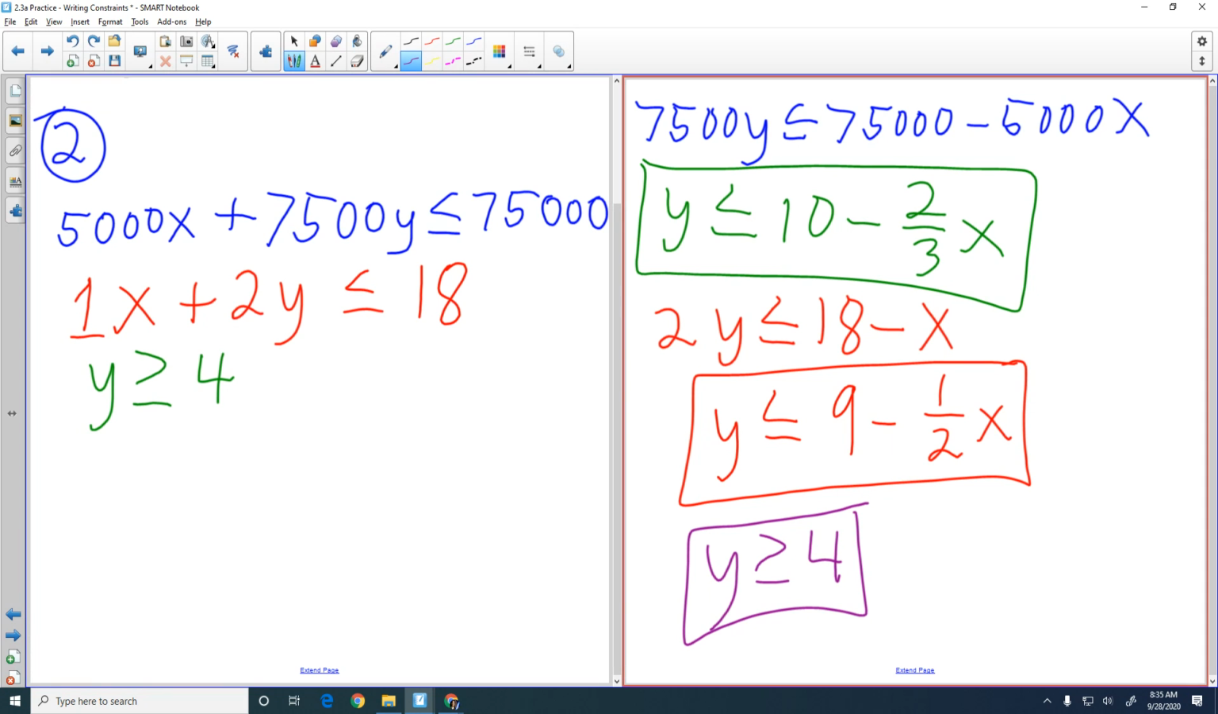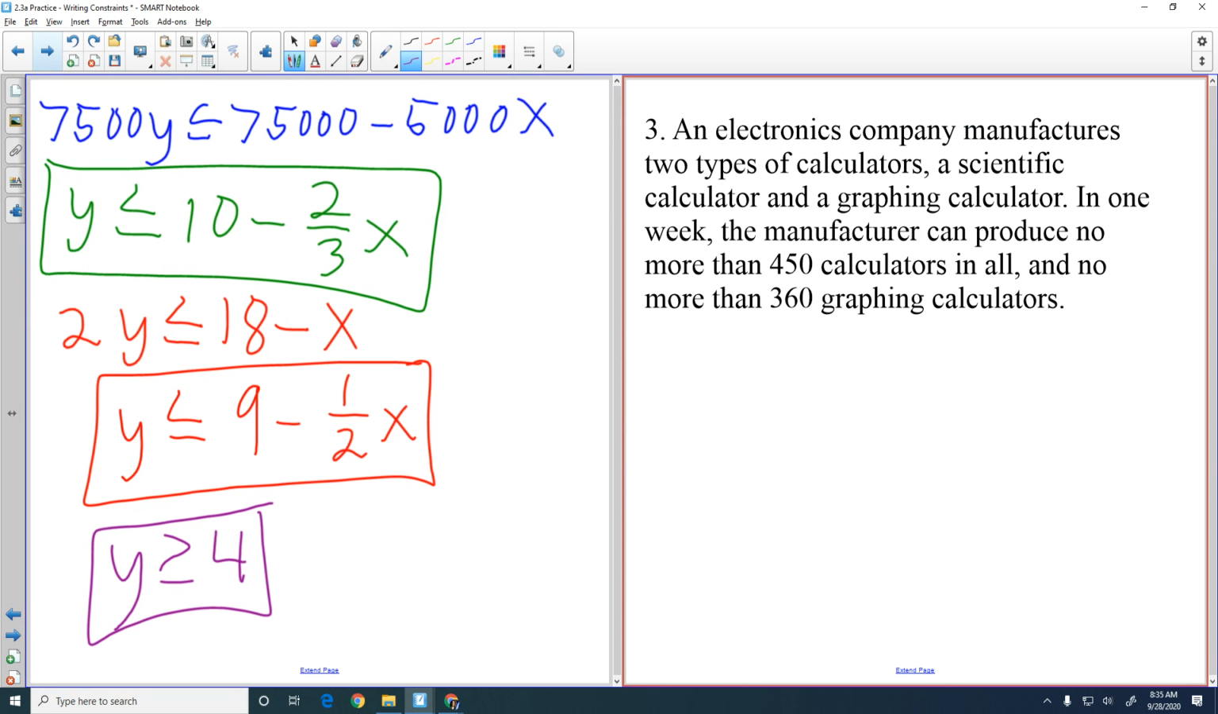So read through the problem. I'll read through it with you. An electronics company makes 2 types of calculators, a scientific calculator and a graphing calculator. In a week, the manufacturer can produce no more than 450 calculators in all, and no more than 360 graphing calculators. So go ahead and take a few minutes right now, and I want you to first define your variables and go ahead and write those constraints. Take like 2 minutes, and let's see what you can do.